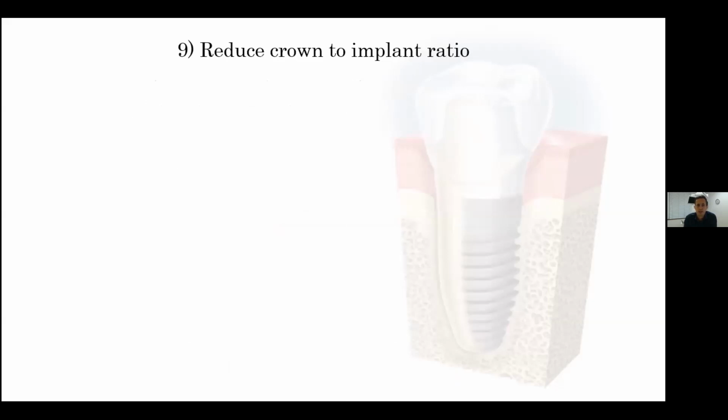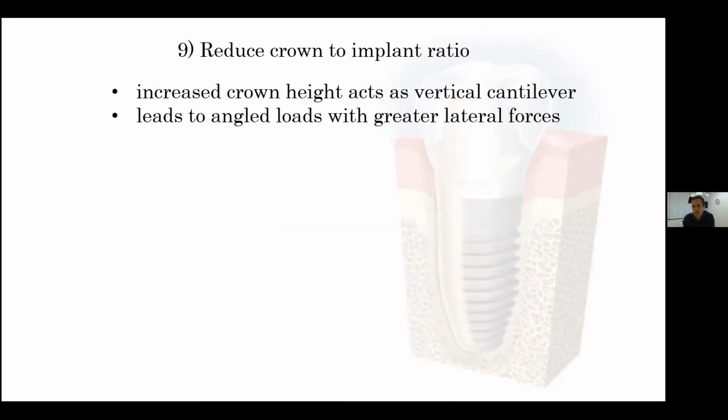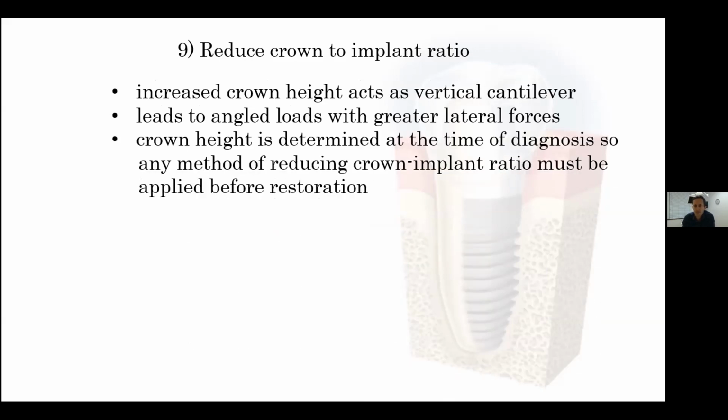The 9th thing that we look at is reducing the implant crown ratio. This is very important because a high crown ratio will cause a vertical cantilever. So in other words, you're going to create lateral forces on our implant, which we know are detrimental and cause harm. But we have to remember that you can't plan the crown implant ratio during the restorative phase. It has to be planned at surgery, and you have to decide how you're going to decrease that ratio, either with the surgery that you're going to carry out, or with augmentation, to improve that ratio where possible.